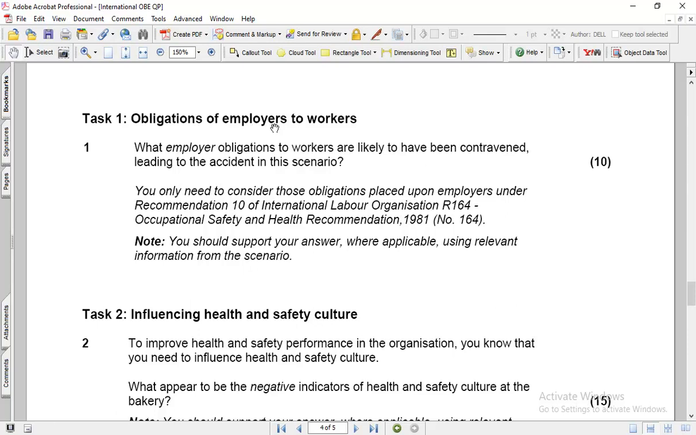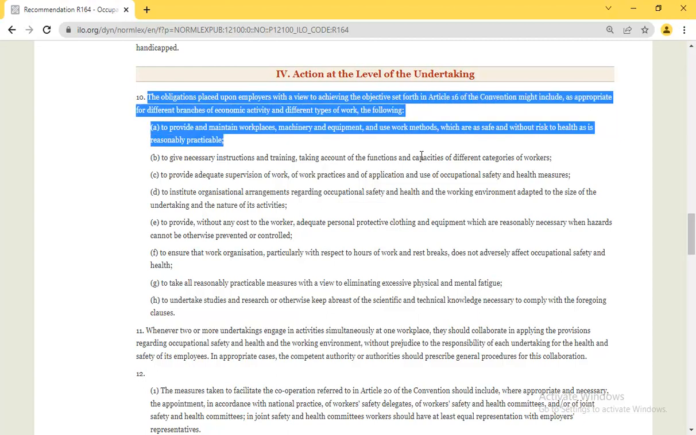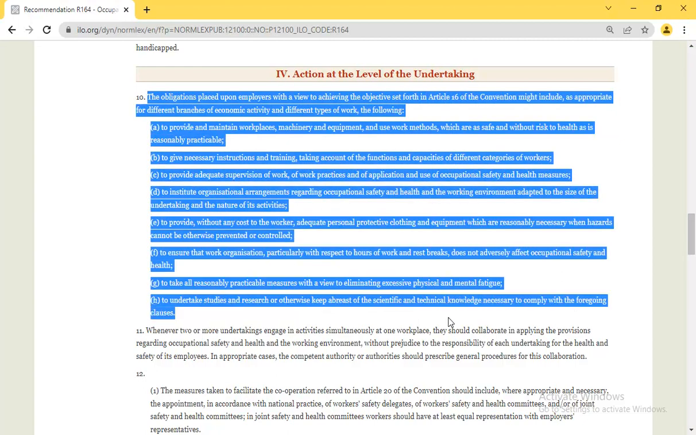The obligation of employers towards worker as per ILO recommendation R164. We can get these details from ILO homepage R164, the obligation placed upon employers with a view to achieving the objective. So these are the obligation placed upon the employers for workers. We can mention or get details from here and we can link it with the scenario.